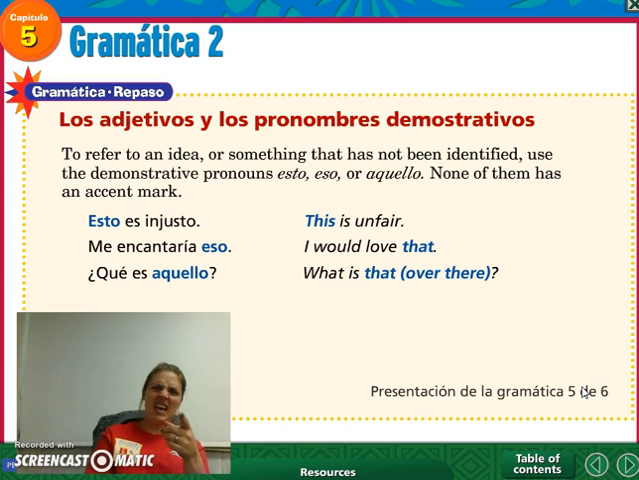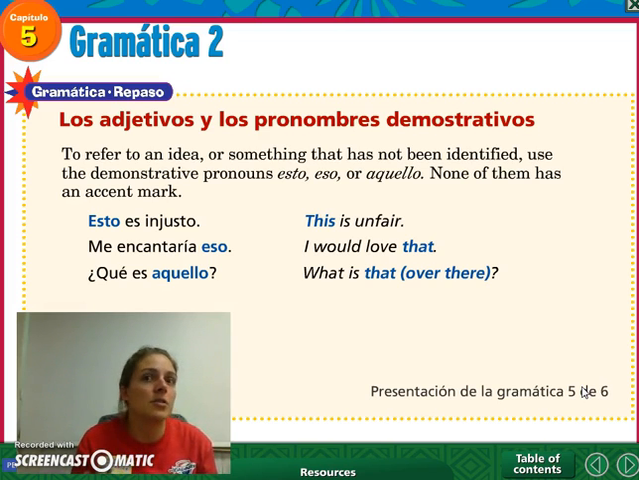¿Qué es aquello? What's that over there? I don't really know what it is, so I can't really be very specific. I'm just going to use a general word, aquello. So esto, eso, and aquello are for when I don't have a specific noun that I'm referring to. I'm just making a general statement.